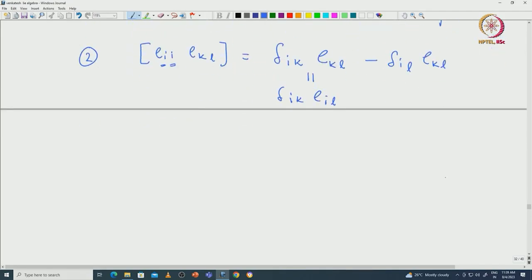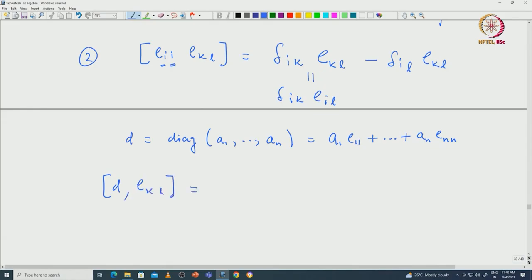Now, using this it is easy to compute what will happen to any diagonal matrix. Let us say D is a diagonal matrix. A diagonal matrix we write this way, diag(a_1, etcetera, a_n), or in terms of the basis, this is exactly a_1 E_11 plus etcetera plus a_n E_nn. When I say basis, I mean the basis for the set of all diagonal matrices. Now if you compute the bracket of D with E_kl, it is an easy computation. We get exactly the summation of a_i, E_ii, E_kl, for i ranging from 1 to n.